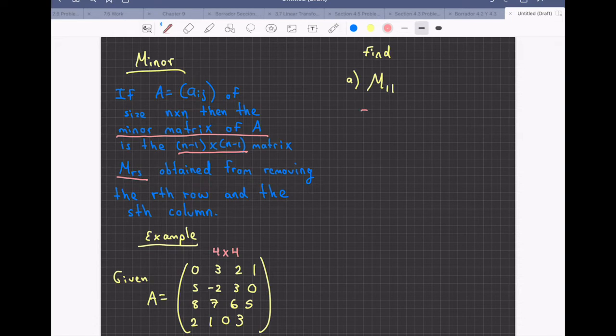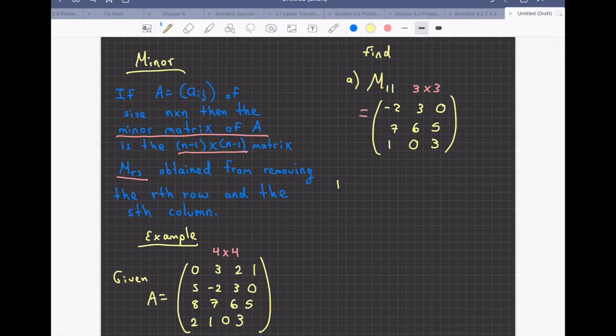So M11 is equal to the matrix negative 2, 3, 0, 7, 6, 5, 1, 0, 3. You see? And notice how the size of the resulting matrix, the minor, is 3 by 3. 3 by 3, 4 by 4. You see? It's always one unit less.